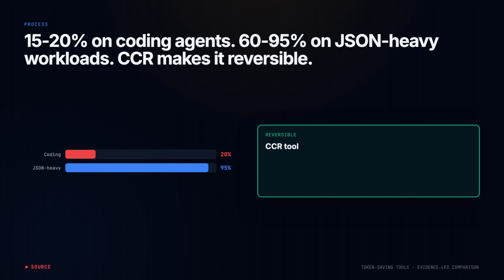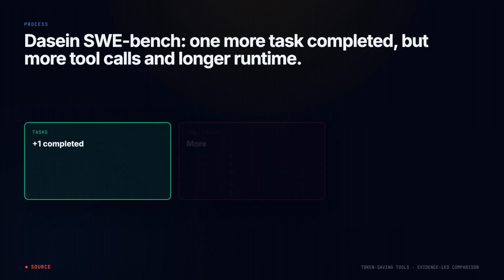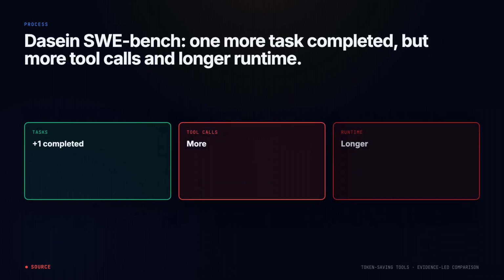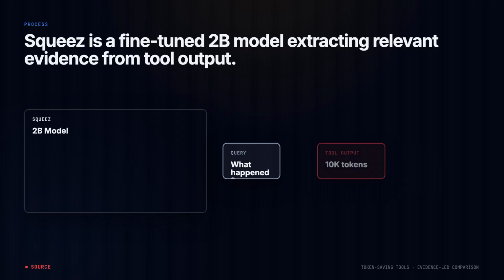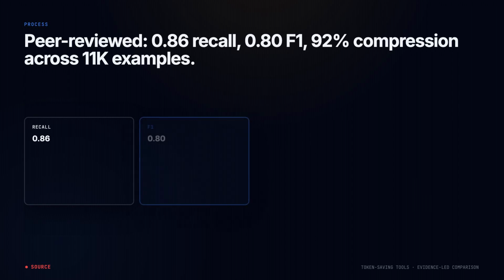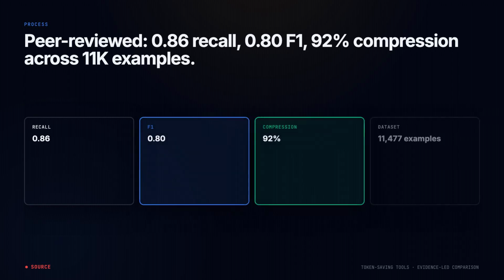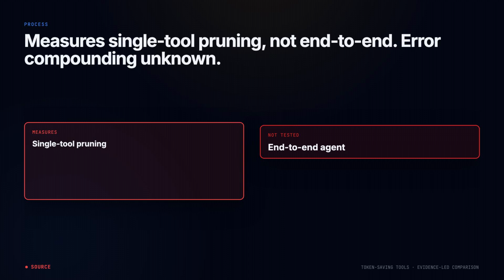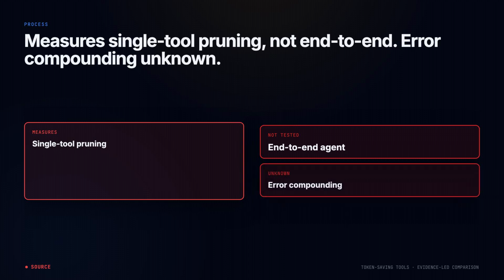CCR makes compression reversible. The Dasein SWE benchmark found 1 more task completed, but with more tool calls and longer runtime. Squeez is a fine-tuned 2 billion parameter model extracting relevant evidence from tool output. Peer-reviewed paper. 0.86 recall, 0.80 F1, 92% compression across 11,000 examples. Measures single tool pruning, not end-to-end agent performance. We do not know how errors compound.